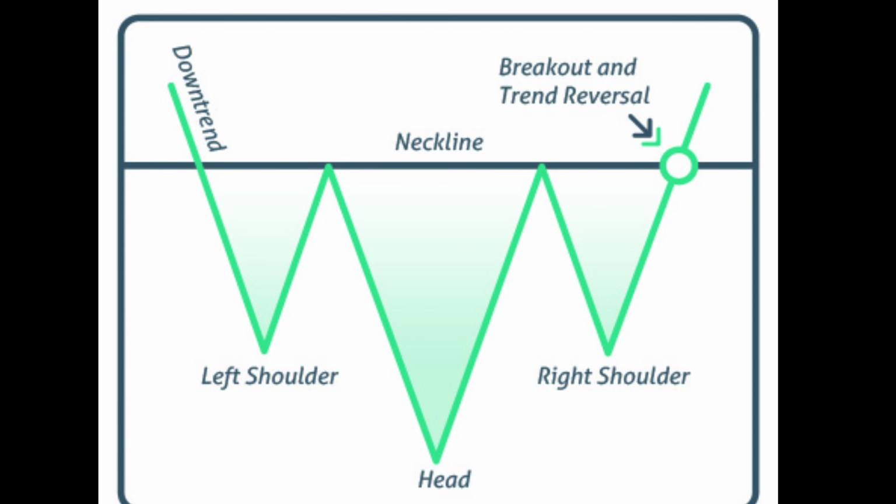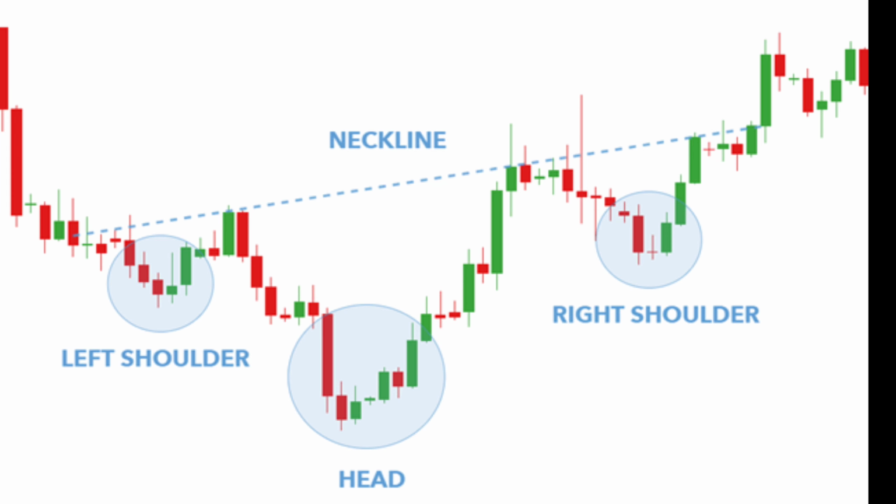Determining the stop loss level for an inverse head and shoulders pattern involves identifying a price level that, if reached, would invalidate the pattern and suggest that the bullish reversal is not occurring as expected. Here's a general approach to setting a stop loss for an inverse head and shoulders trade. Locate the neckline. The neckline is a key level in the pattern. It connects the highs of the left shoulder and the right shoulder. Determine the breakout level. The breakout level is the point at which the price breaks above the neckline, confirming the pattern. This is the level at which you would enter a long buy position.